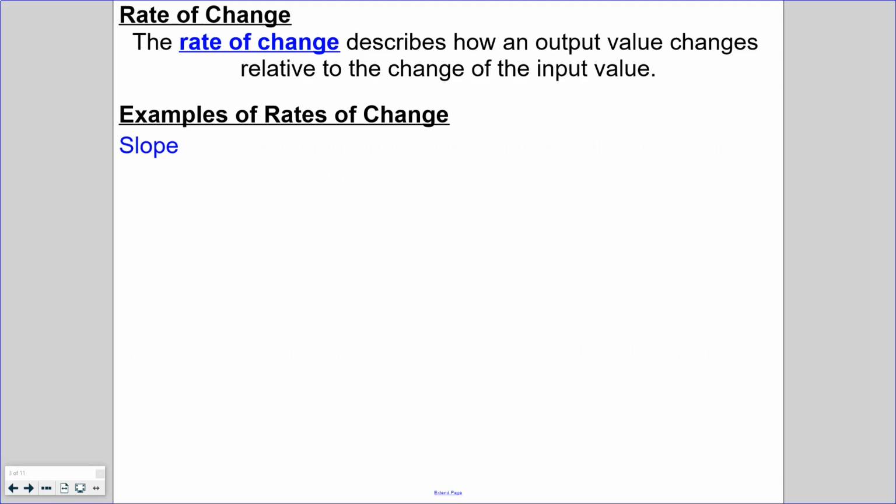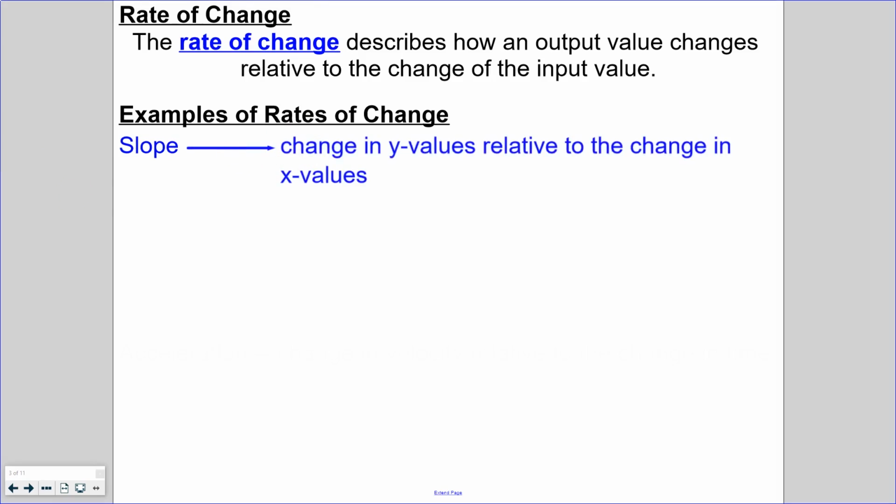Because in mathematics, slope is a specific example of rate of change, because slope examines the change in the y values relative to the change in the x values. Again, y values are outputs, x values are inputs. So rate of change is slope. Whenever you hear rate of change, think slope. Whenever you hear slope, think rate of change, and that's going to help you a lot getting through calculus.